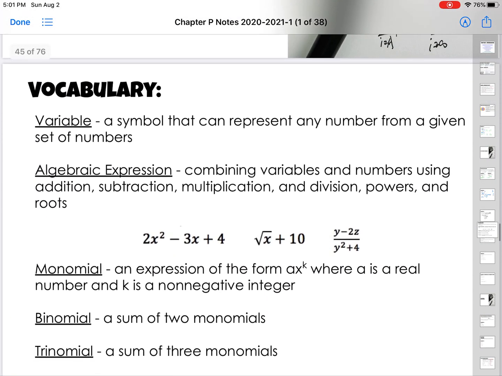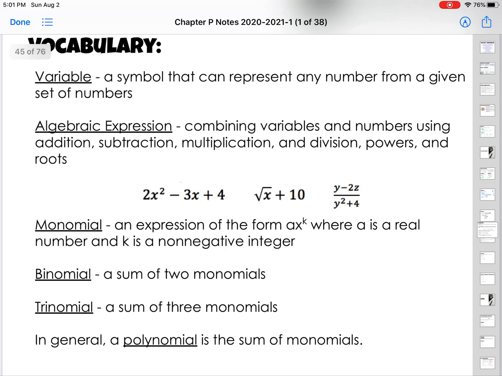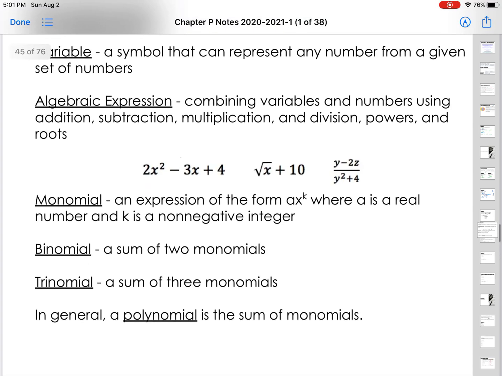P5 algebraic expressions. So we have some vocabulary we should talk about first. A variable. A variable is a symbol that can represent any number from a given set of numbers. X, Y, Z are pretty typical variables that we use. Algebraic expressions are combining variables and numbers using addition, subtraction, multiplication, and division, powers, and roots. So we see some examples here like 2x squared minus 3x plus 4.